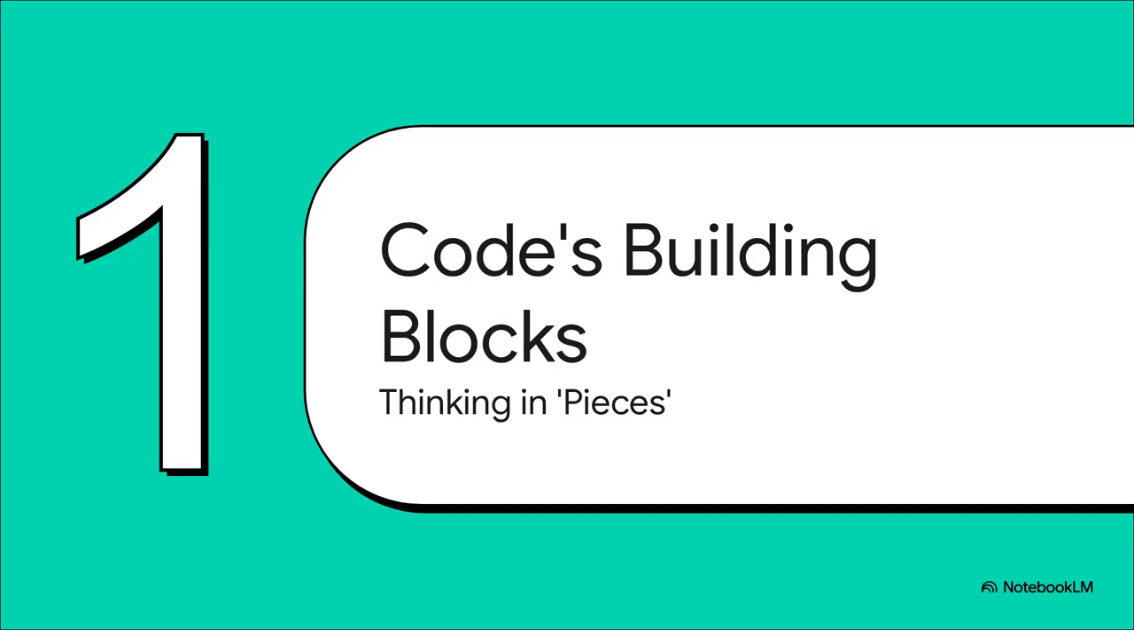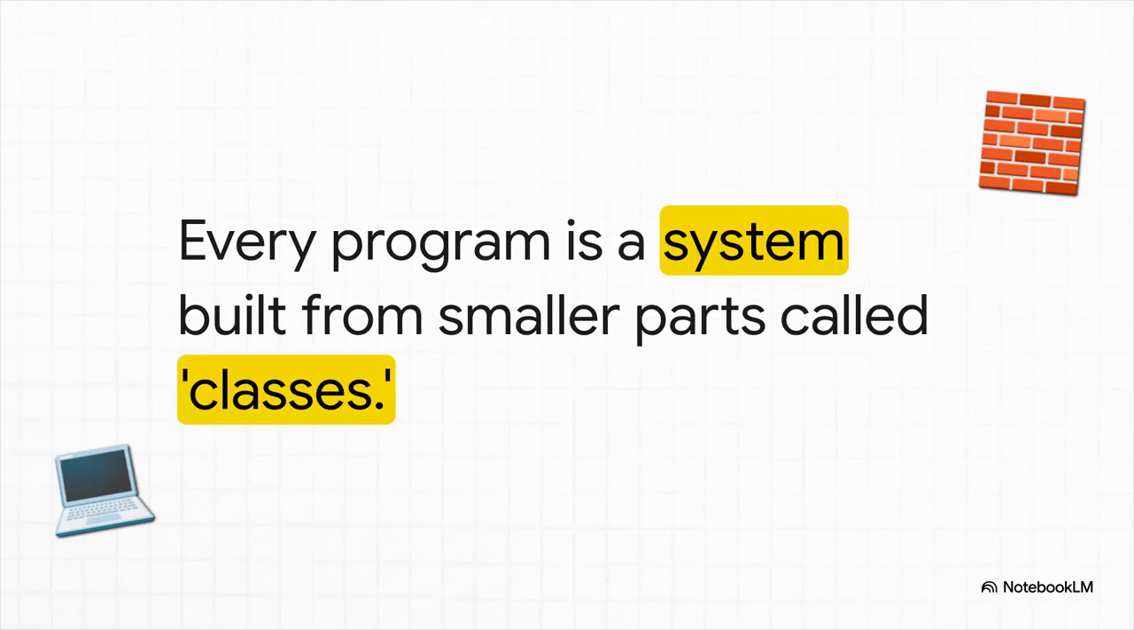Okay, so first things first, we have to stop thinking about our program as just one massive, intimidating wall of text. Instead, we're going to think in pieces. We're going to break the big problem down into smaller, much more manageable chunks. And in the programming world, these pieces have a name. They're called classes. You could just think of a class as a blueprint for one specific job or one specific thing in our entire system. The key is that each class has one and only one clear, focused job.